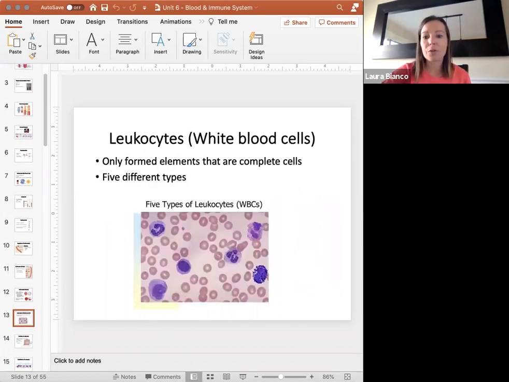So now I'll go over the leukocytes, which are the white blood cells. And remember, these are the only ones that actually are complete cells. They contain nuclei, they contain all the normal organelles. If you remember, the count for erythrocytes was about 5 million per millimeter cubed. For leukocytes, it's only about 5 to 10,000 per millimeter cubed. So there's a whole lot less of these in the blood than erythrocytes.